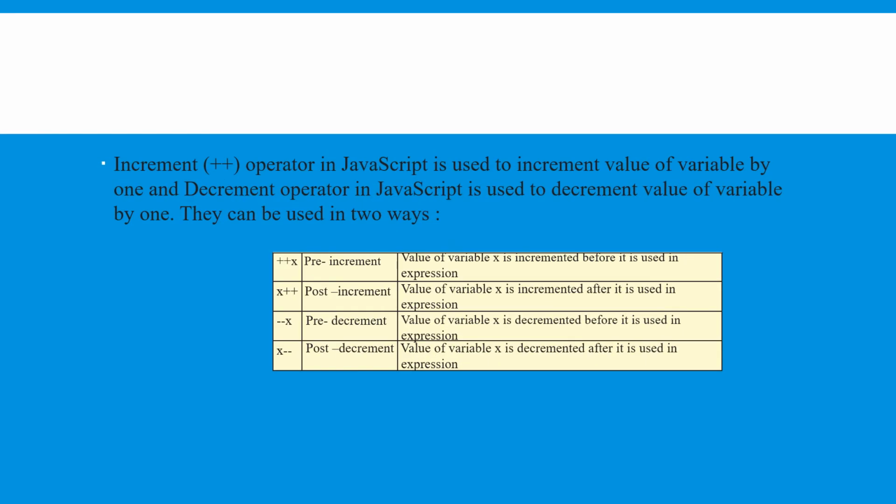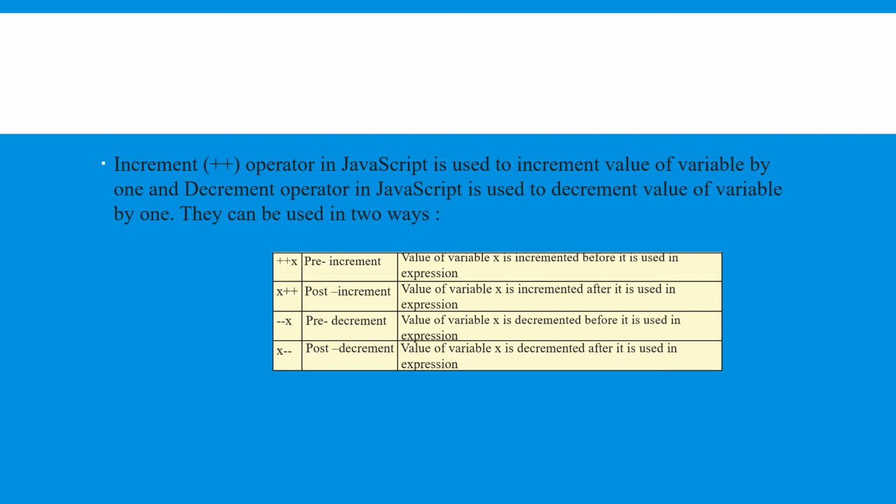Increment operator. Increment and decrement operators in JavaScript are used to increment the value of a variable by 1, and the decrement operator is used to decrement the value of a variable by 1. Increment means it increases the value, decrement means it decreases the value by 1. Again, it is divided into four parts: pre-increment, post-increment, pre-decrement and post-decrement.